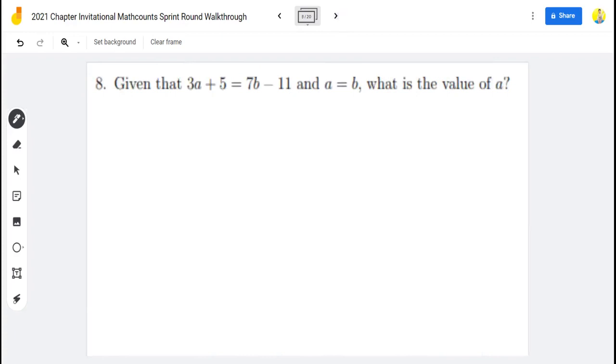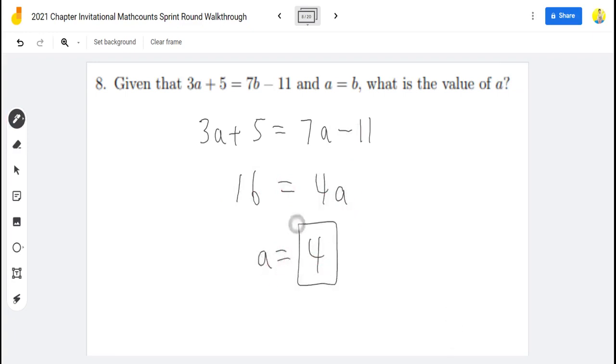Given that 3a plus 5 equals 7b minus 11 and a equals b, what is the value of a? So we plug in a for b, and we see that 3a plus 5 equals 7a plus 11. Solving for a, we see that, oops, did you see my mistake? I was trying to trick you. 7a minus 11. So that 16 equals 4a, and a equals 4. So the value of a is just 4.